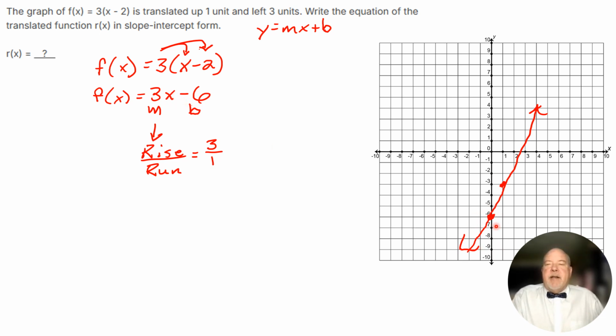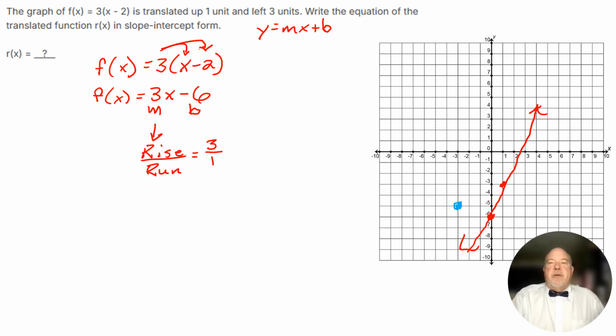I'm going to take the y-intercept of this one and translate it up 1 unit and left 3 units, and that's going to give me a new point for the new line. All right, so let me do that. From the y-intercept, I'm going to translate it up 1 unit and over 3: 1, 2, 3. So that would give me a dot right there.